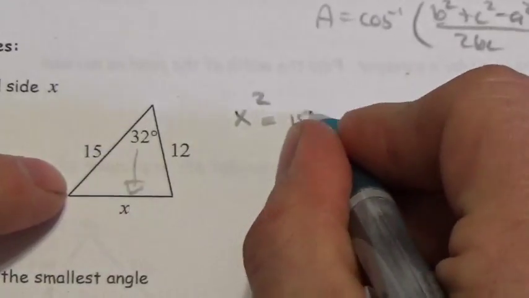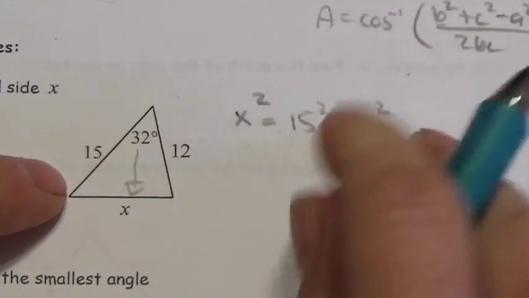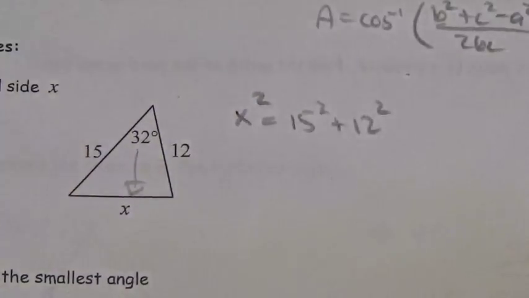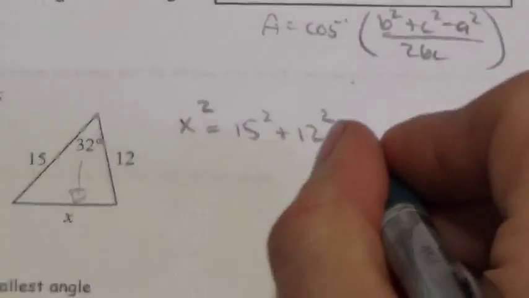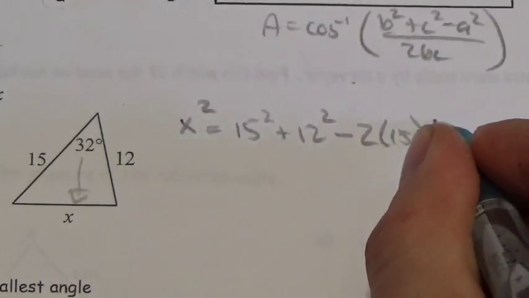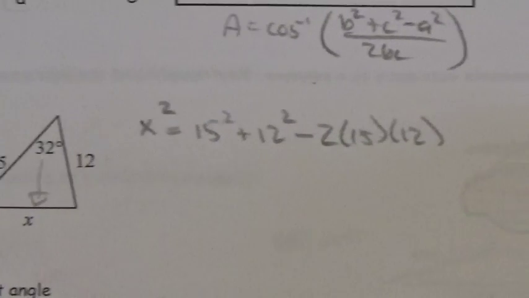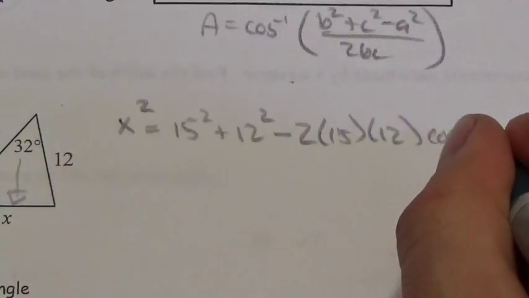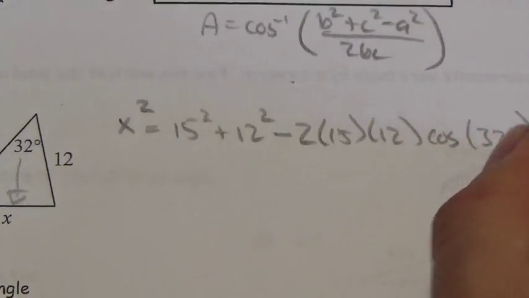Now, it doesn't really matter what order I put those in. I'm just going to take the two sides squared and add them together as if it's the Pythagorean theorem. Remember, that's how that works. Now I'm going to subtract 2 times 15 times 12 times the cosine of that angle in between.